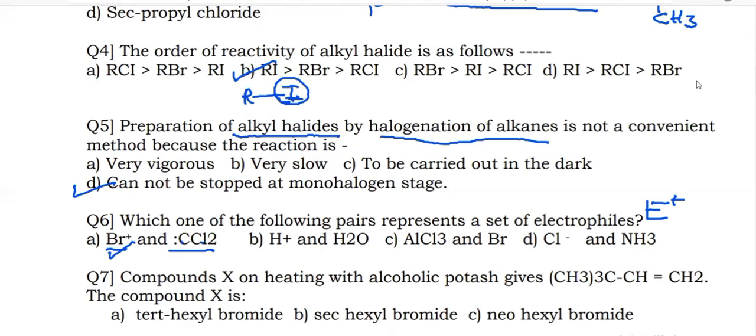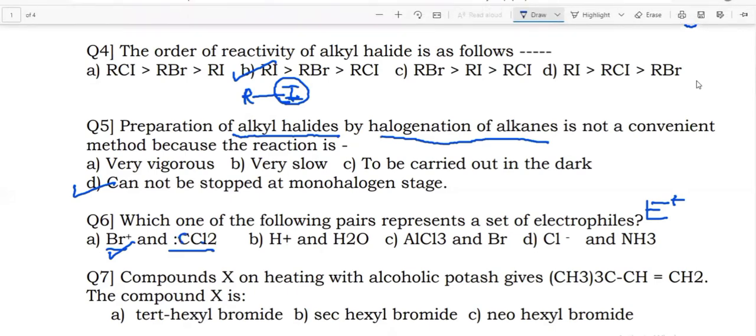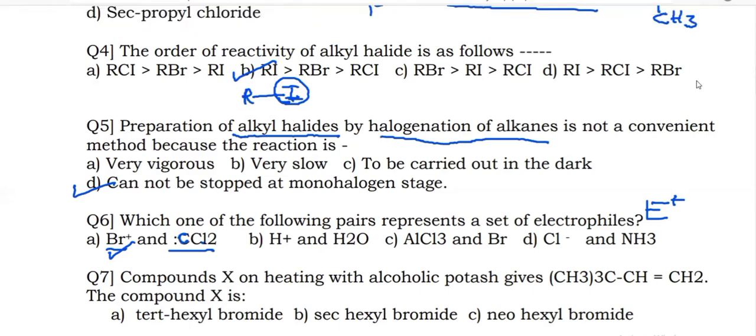So the total number of electrons associated with this carbon is 6. So its octet is incomplete, and this is also an electrophile. So answer A is correct. In A, both Br plus and CCl2 are electrophiles. If you take B, then H plus is an electrophile, but water is not an electrophile since the oxygen present in water carries 2 lone pairs.